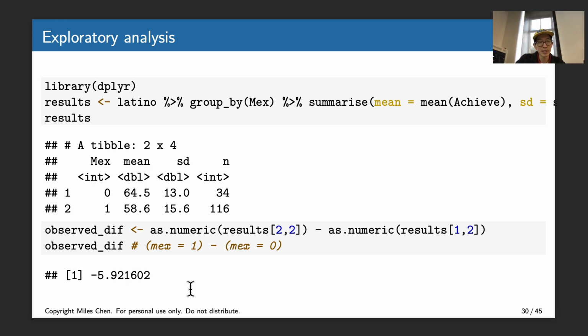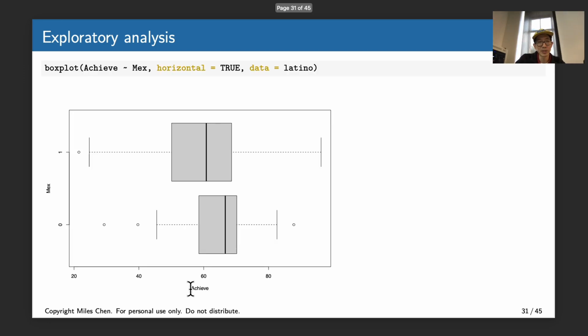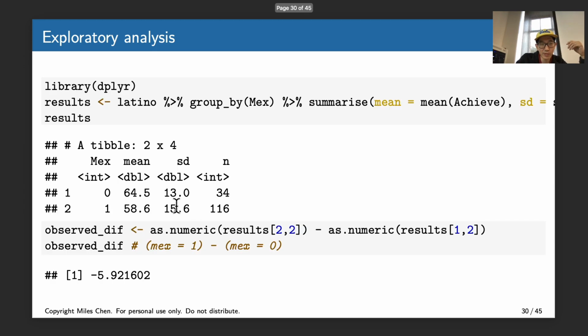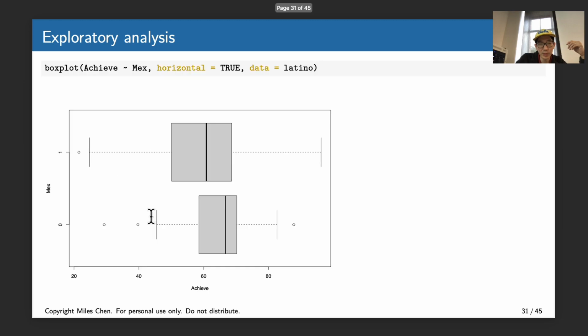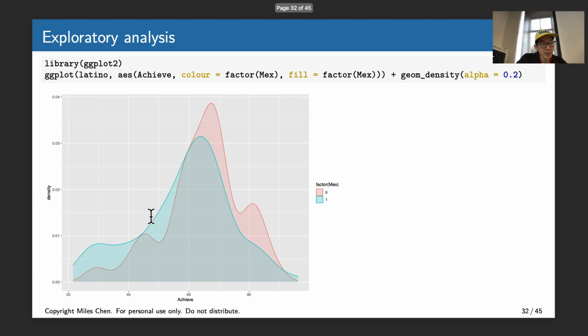Okay, so we'll do that. Okay, here's a box plot. This is kind of what it looks like, and what does this even mean? I don't know. Okay, 64.5 versus 58.6. But the question is, could we get that just from kind of random sampling?